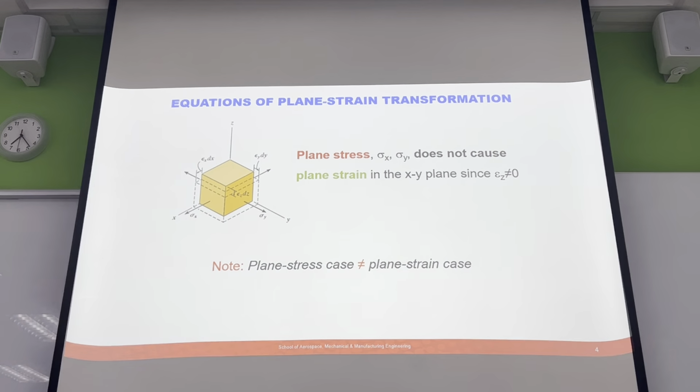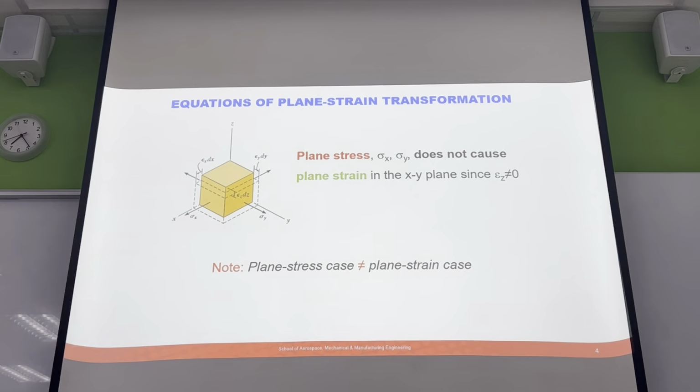So that's more like a civil engineering thing. Civil engineers are more sort of plane strain. For mechanical engineers, the structures we're dealing with are generally plane stress. Right? So most of the things we deal with are plane stress.